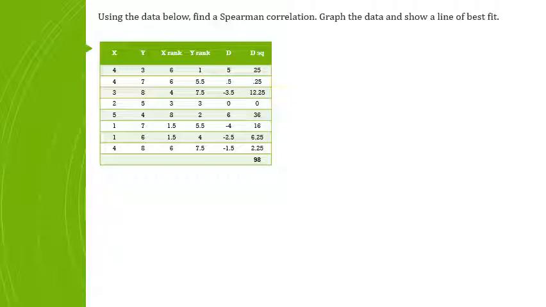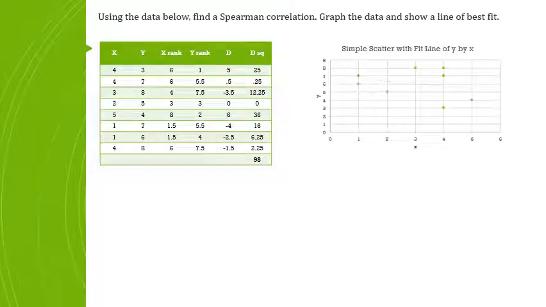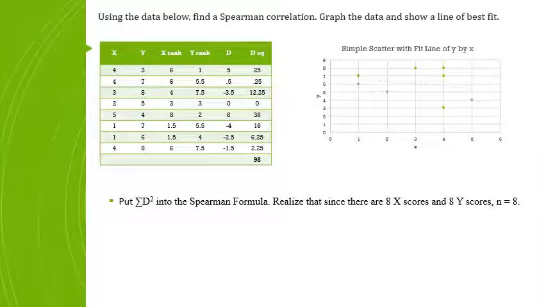All right, so we're going to take the same set of data and we're going to find a Spearman correlation. If you graphed it and showed the line of best fit, it'd be the exact same graph as you had before. So basically, a Spearman is even easier. You just have to rank the data. So you're going to rank the X column. There are going to be rankings from 1 to 8. And some of them you might have to average the rankings.